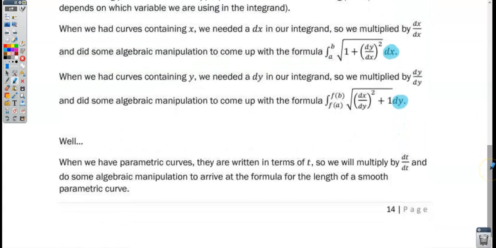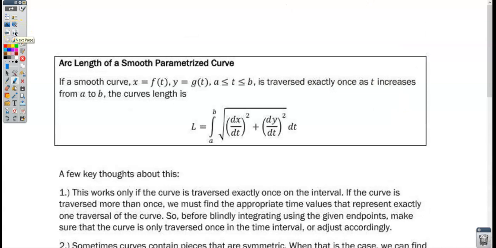When we have parametric curves, they're written in terms of t. So we're going to multiply by dt and do a little bit of manipulation, and we end up with this formula for the arc length of a smooth parametric curve. So if we have a smooth curve, x equals f of t, y equals g of t, notice what it says here: if it is traversed exactly once, as t increases from a to b, then the curve's length is the integral from a to b of the square root of dx dt quantity squared plus dy dt quantity squared with respect to t. So everything is in terms of t here, limits of integration in terms of t.